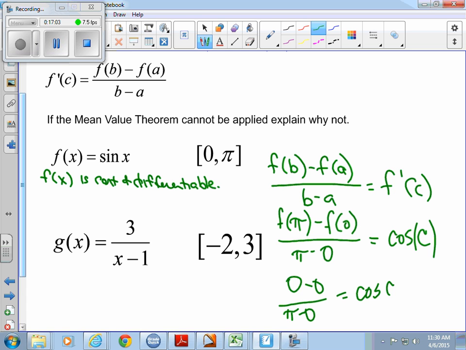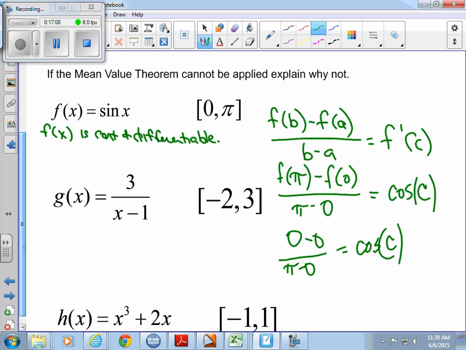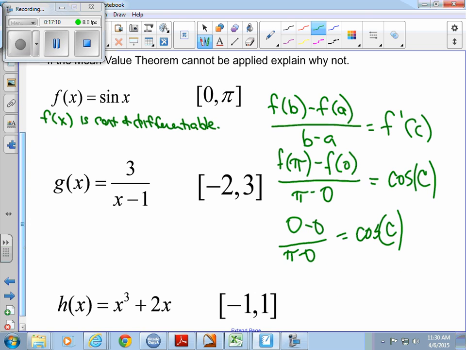So I want to know when cosine equals 0 from 0 to pi. Pi over 2. Now I know cosine equals 0 a lot of places, but I'm only looking from 0 to pi, so c is pi over 2. Any questions about that one? The mean value theorem can be applied, and the c that's guaranteed by the mean value theorem is pi over 2.